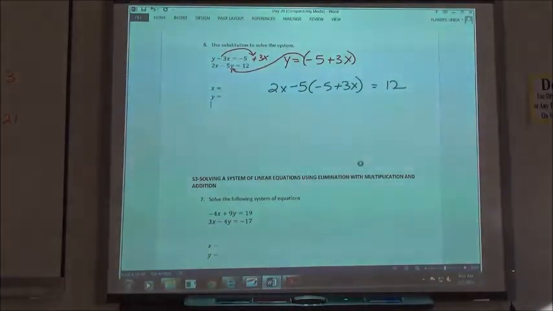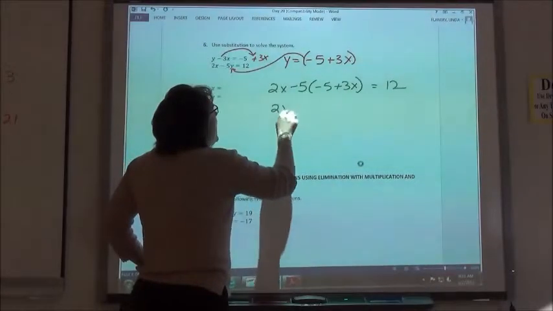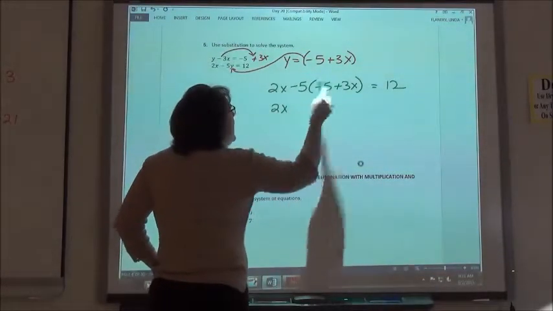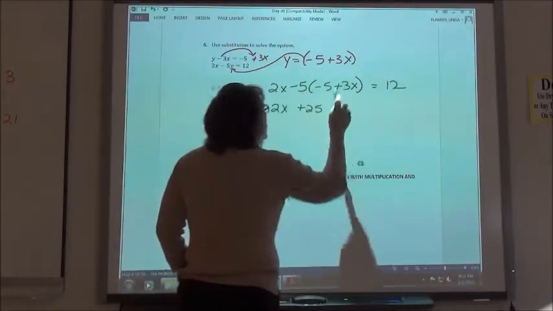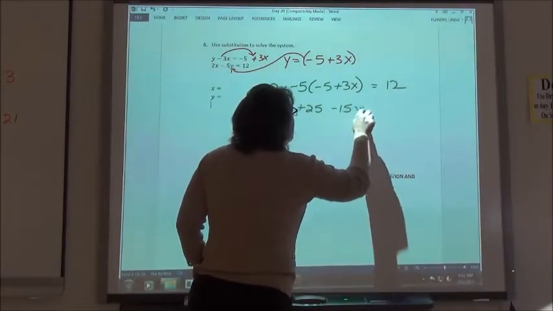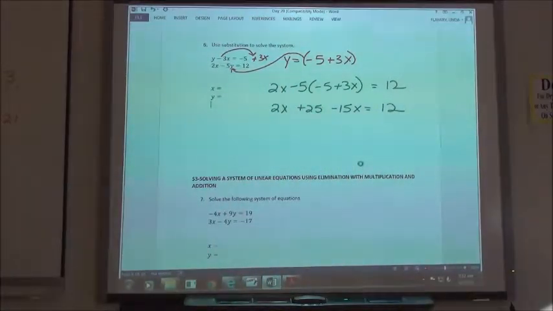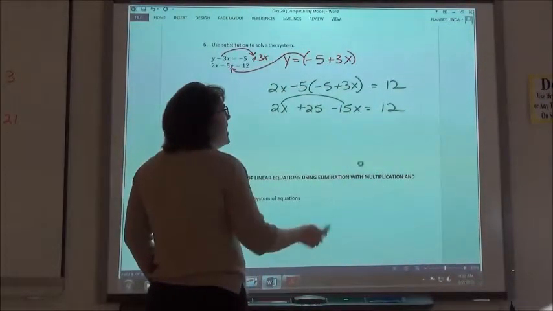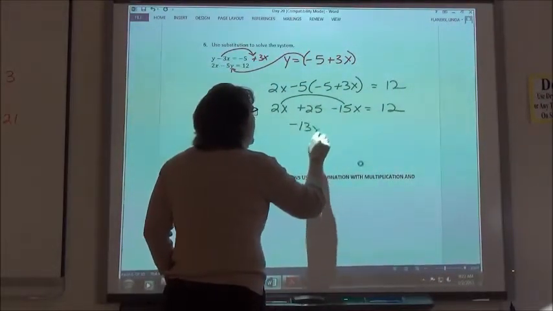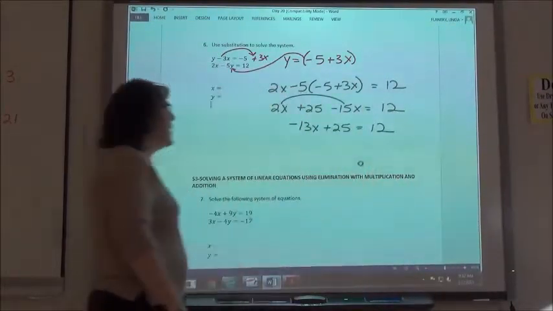In order to solve that, we're going to get rid of our parentheses. So using my distributive property, 2x, negative times a negative is a positive 25. Negative times a positive would be minus 15x equals our 12. So if I combine my like terms, 2x minus 15x would be negative 13x plus 25 equals my 12.